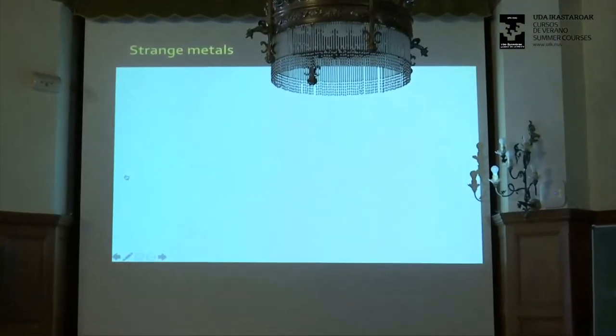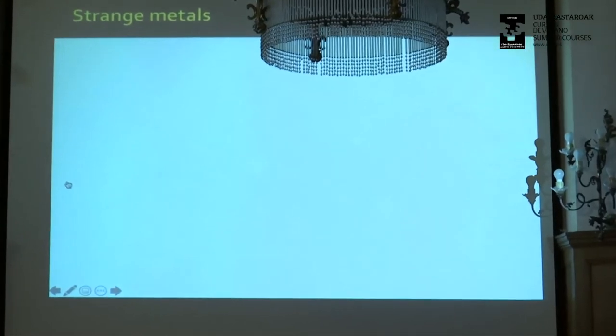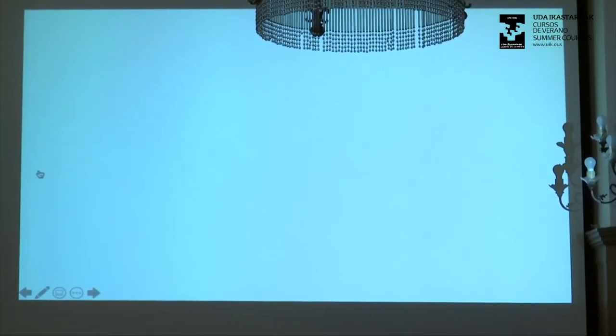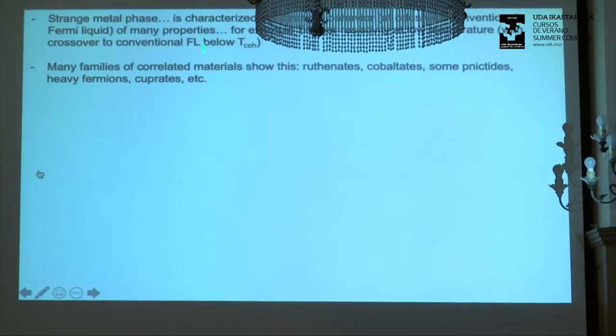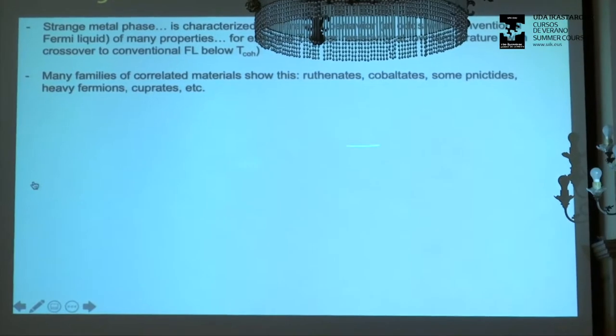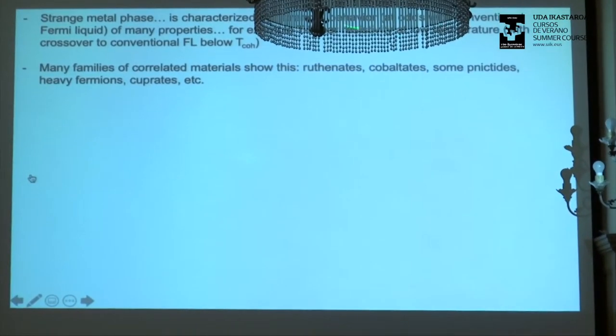Again, this is a term which describes something that happens in many correlated materials. The strange metal phase is characterized by strange behavior, hence the name. Basically, it is behavior at odds with conventional Fermi liquid theory, and this happens in many properties. One of the most typical and studied types of behavior is that the resistivity is linear in temperature down to very low temperature, and often all the way to very high temperatures.